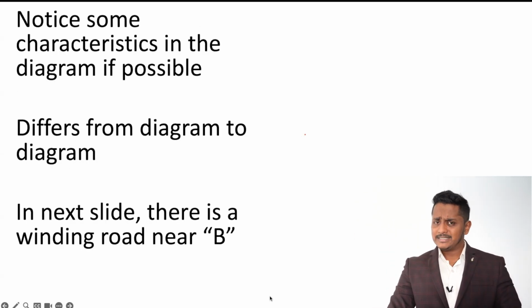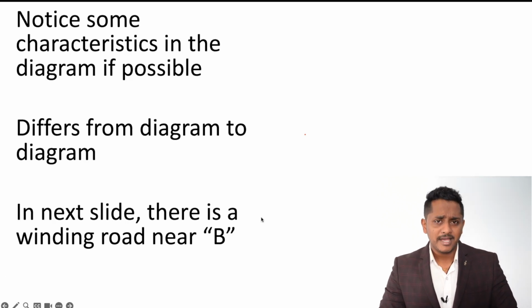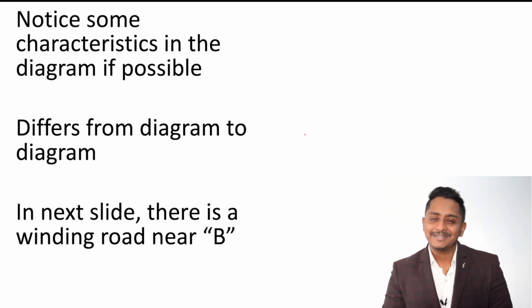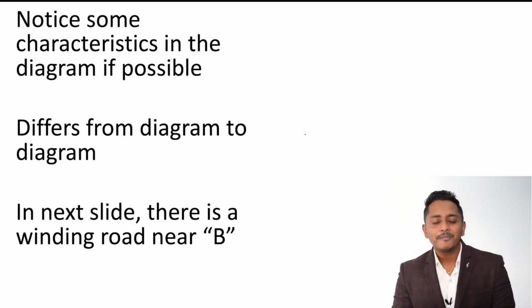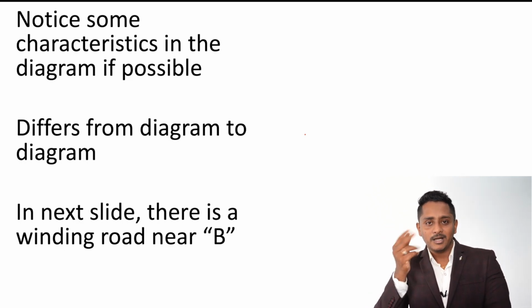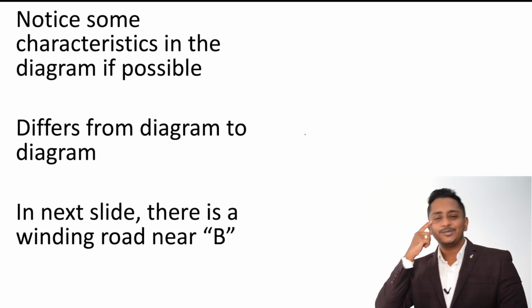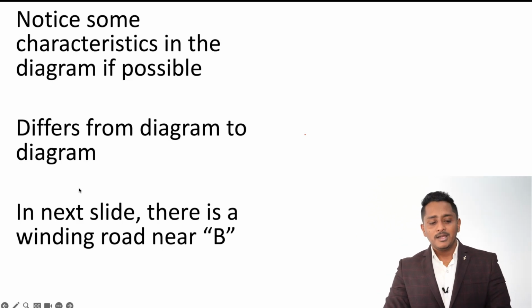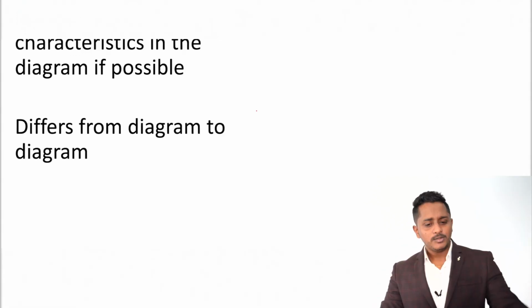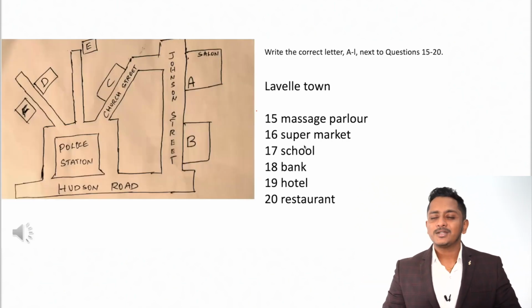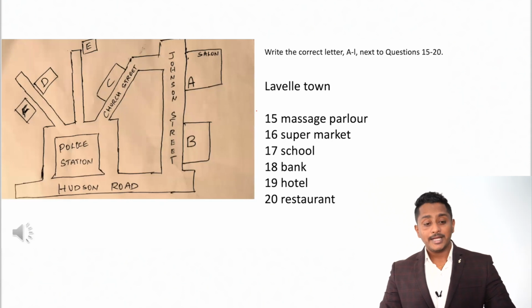Most importantly, notice some characteristics in the diagram if possible. In the beginning you get some 30-35 seconds, isn't it so? Use that time to notice the characteristics, identify which is what, and some unique characteristics. When they speak that word, your eyes should immediately go to that particular thing. It differs from diagram to diagram, of course. In the next slide we will see some unique characteristics. In the beginning, some 30-35 or 40 seconds will be given, right? Use that time to just see.